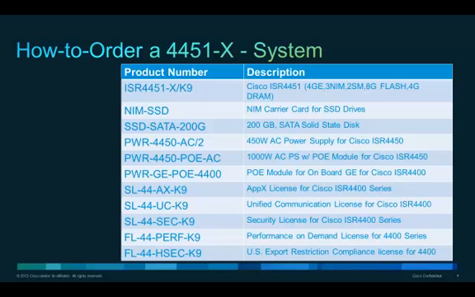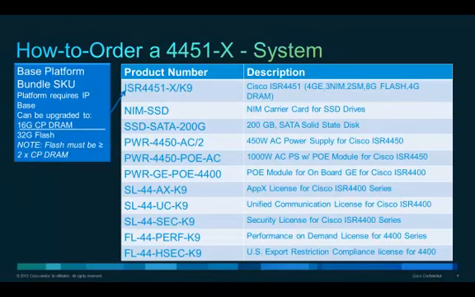Let's take a look at the actual SKUs, or the actual part numbers that you would order. The first of these is really the base platform, the 4451X-K9. This is the base platform. By default, it's going to come with your base memory, your base flash, basically everything that you need in the system. Your DRAM and your flash can be upgraded.